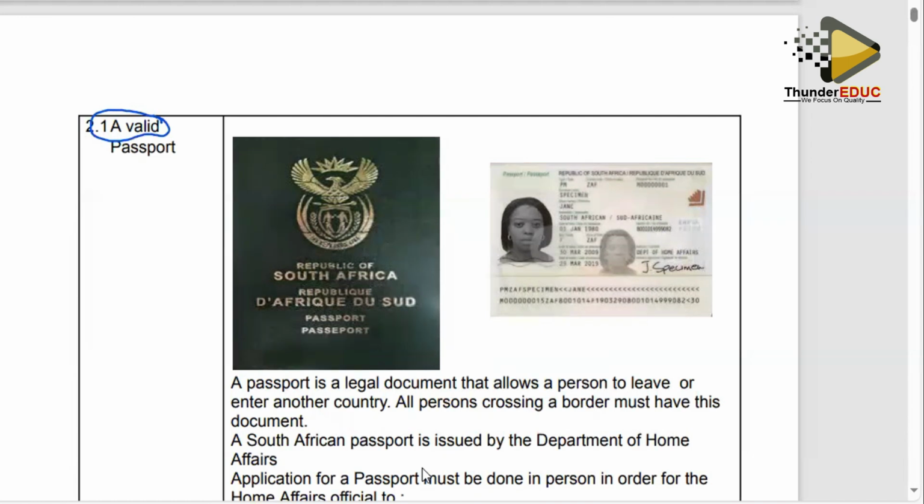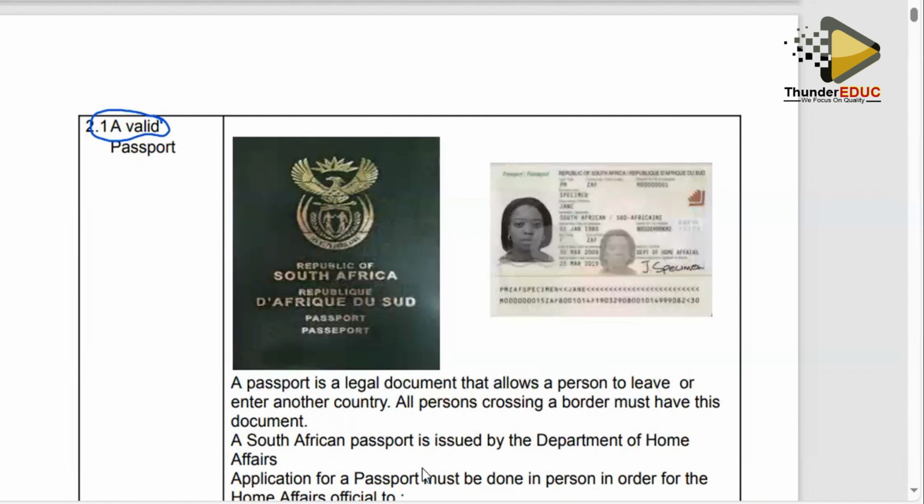Mostly it will be green in color unless perhaps it's a diplomatic passport. So this is the outer cover of the passport. Here we have the South African coat of arms to show that the Republic of South Africa is the issuer of this particular passport. So it has been issued by the Republic of South Africa. Then we also have the Afrikaans version of the same thing, the passport.